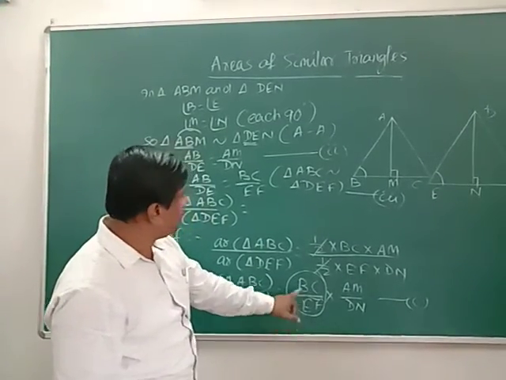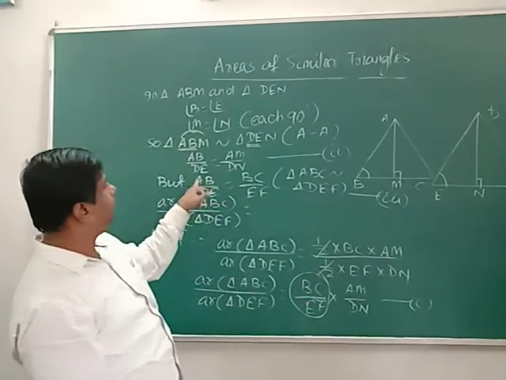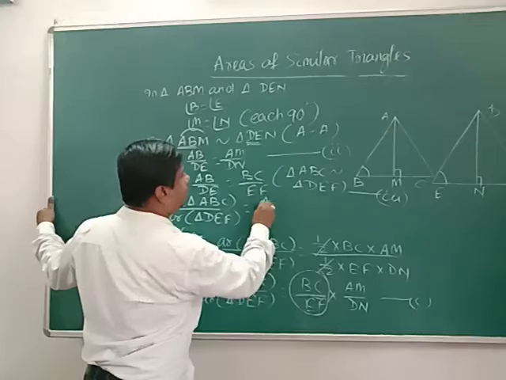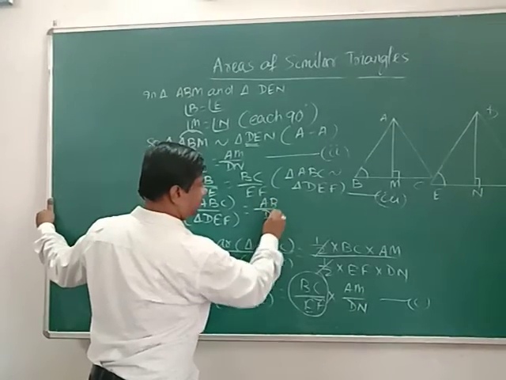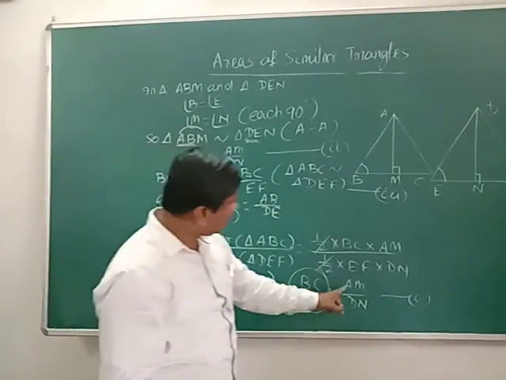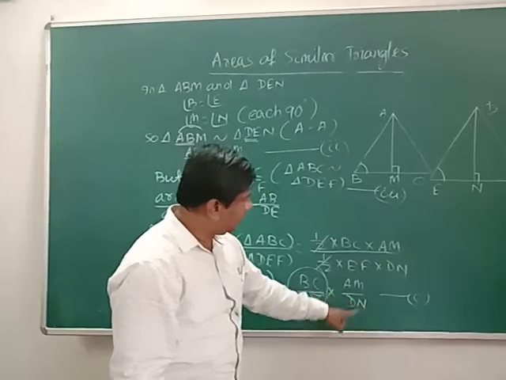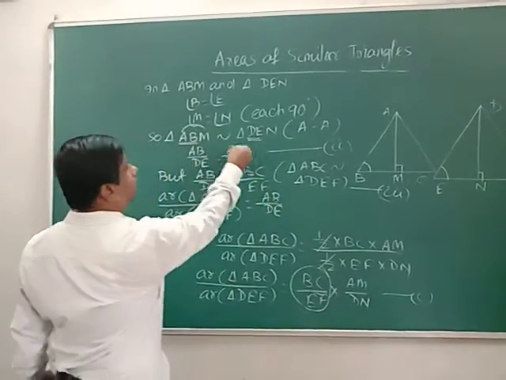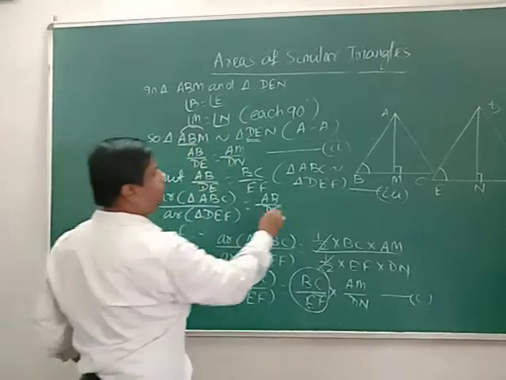BC upon EF. But BC upon EF is equal to what? AB upon DE. So in place of BC upon EF, I can write AB upon DE. Next part was AM upon DN. So I have proved here AM upon DN is also equal to AB by DE.